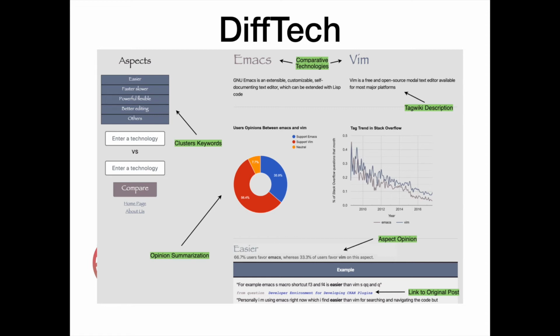Those are two popular text editors for developers. We can see that 56 of users support using Vim, while 35 of them prefer Emacs. And we summarized 5 aspects to compare them. For more details, you can scroll down to view all the comparative sentences of the two editors.